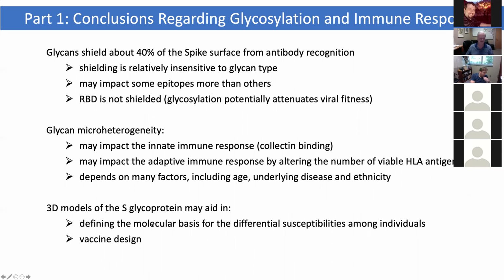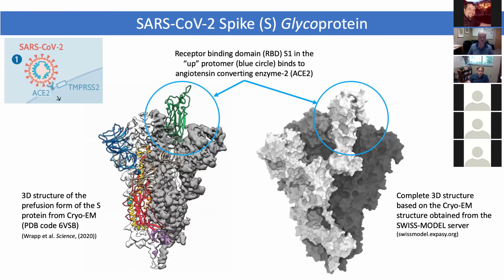But what did we get out of this first part? Well, we got the ability to define and predict how different glycans affect antibody recognition, and then you can begin to probe for differential susceptibility as a function of microheterogeneity. So in the shorter second part of the talk, I want to discuss the interaction with ACE2.